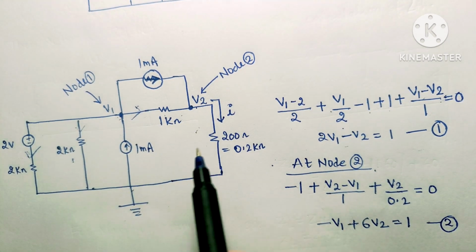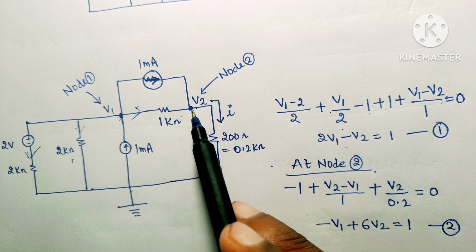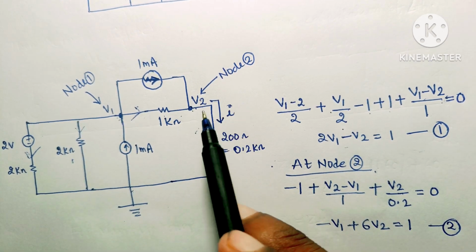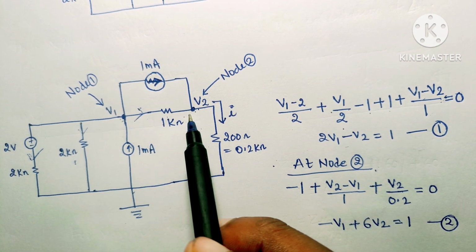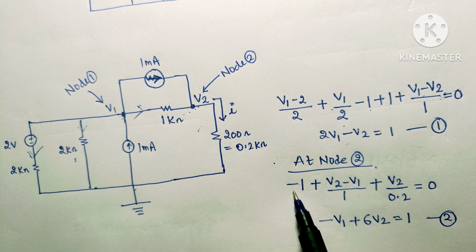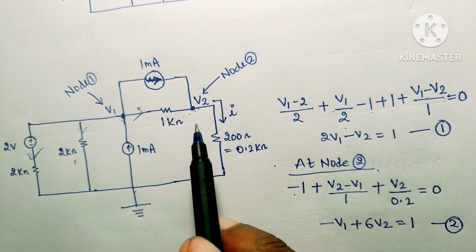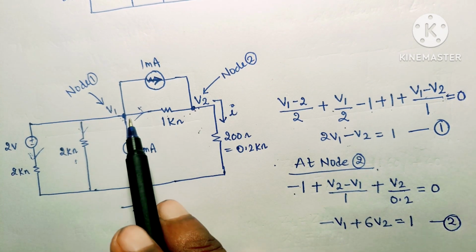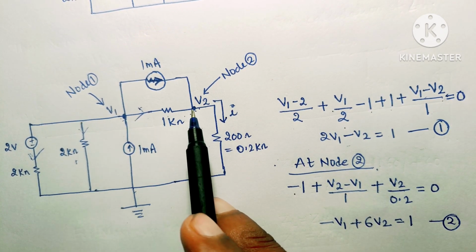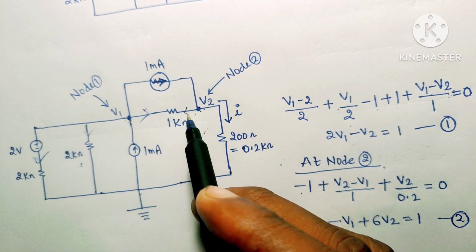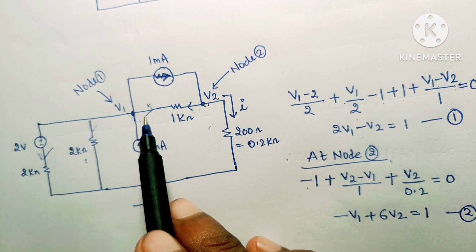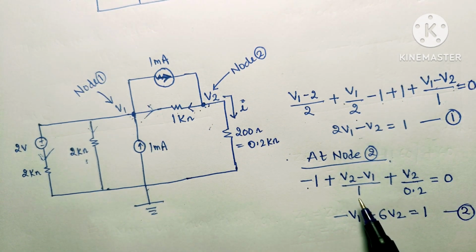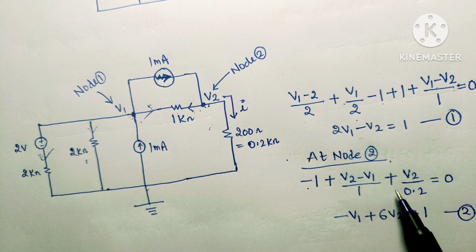Let's see how we can apply KCL at node 2, V2. The 1 milliampere current is coming towards this node, so we can write it as minus 1 milliampere. We don't know the current direction, so we assume the current will flow outwards from this node. Then what will be the value of the current? (V2 minus V1) by 1. Here it is written (V2 minus V1) by 1.